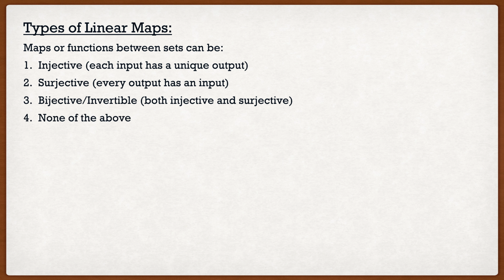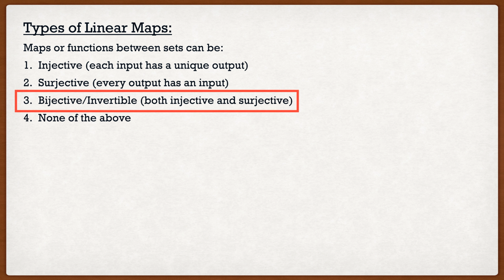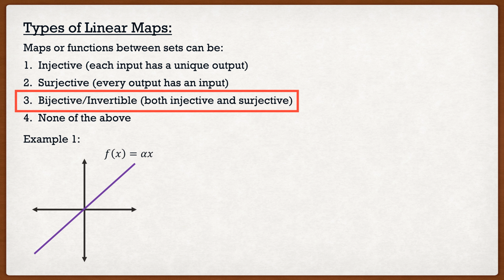Now the reason why I'm showing you guys this is because map type number 3 here, bijective, which means that it is both injective and surjective, that's going to be very critical moving forward. As you guys are going to see, most of the linear maps that we deal with in this course are going to be invertible, therefore they are bijective. What exactly does injective and surjective mean? Well, let's look at an example.